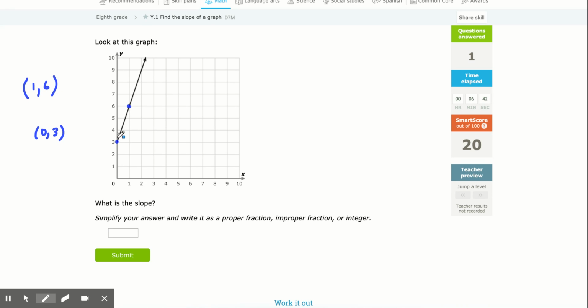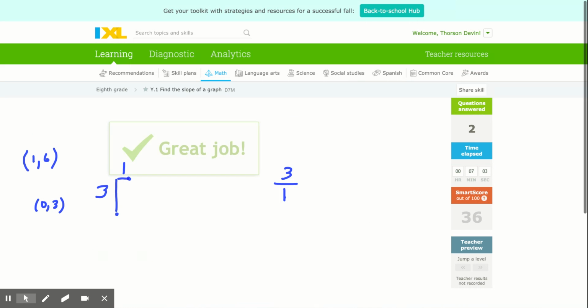And then I'm just going to ask myself, how much do I go up? How much do I go over? Well, I went up 3 and I went over 1. So my slope is 3 over 1, and that reduces to a simple 3. Not 2, 3.